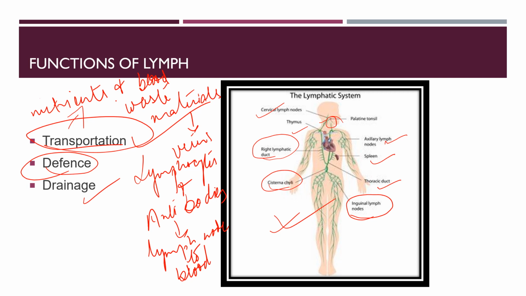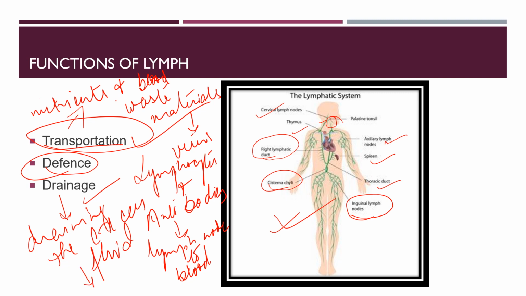Now drainage. How is it acting in drainage? The lymph drains the excess tissue fluid from the intercellular spaces back into the blood. Tissue fluid is the fluid that surrounds the cells in most of the tissues and arrives through the blood capillaries. So the lymph drains the excess fluid from the intercellular spaces, and it goes back to the blood. This is what happens in the action of drainage.